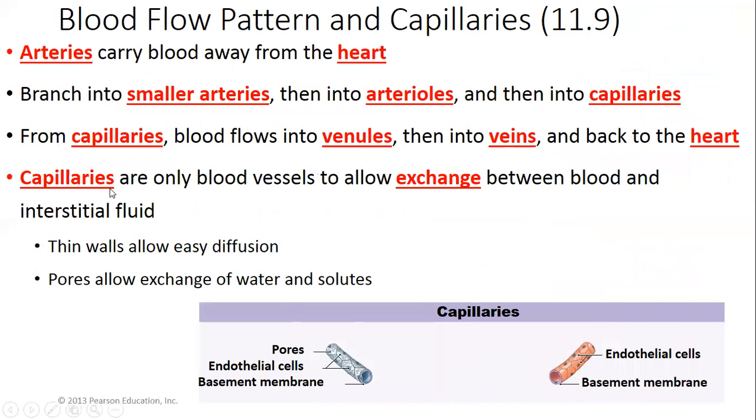And again, capillaries are the only blood vessels that allow exchange between the blood and the tissue. They have really thin walls. So capillaries only have an endothelial layer. So there's simple squamous epithelium, which is really thin, and a basement membrane that basically anchors the endothelium in place. So really easy to diffuse substances across that membrane. And there's even pores in some capillaries that allow for exchange of some substances and water really easily.